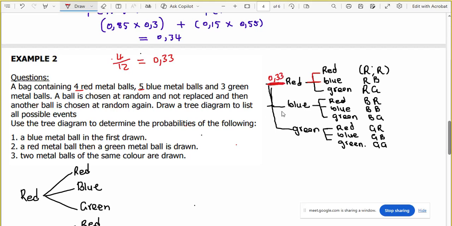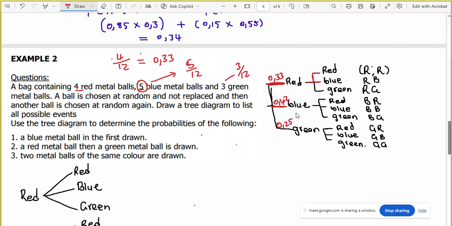Then what is the probability of getting blue? You count how many blue we have. There are 5, so the probability will be 5 over 12. Then you take the 5 and divide by 12. This gives us 0.42 if you round it off. Then what will be the probability of getting green? For green, that will be 3 over 12, which is 0.25. So this will be 0.25.